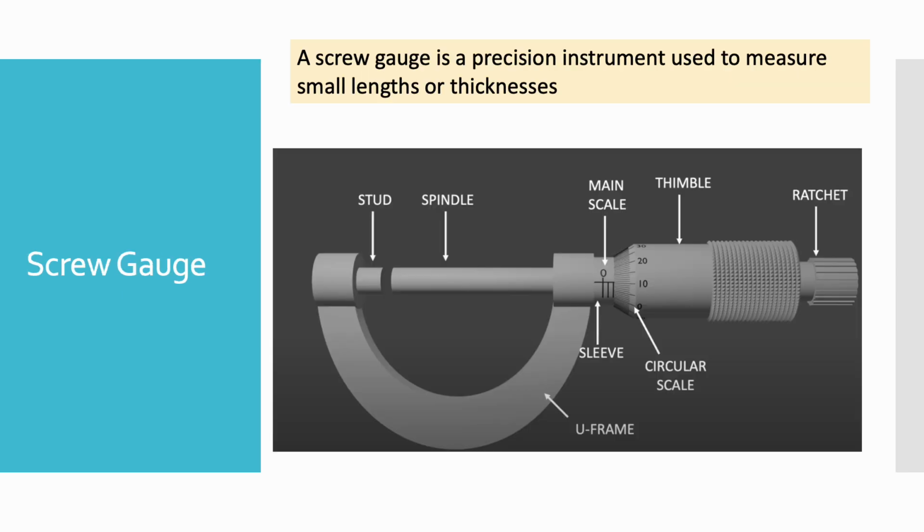Screw gauge. Screw gauge is a precision instrument used to measure very small lengths or thicknesses, often up to hundredths of a millimeter. It consists of a main scale, circular scale, and screw mechanism for fine adjustments. You can see the other parts here.